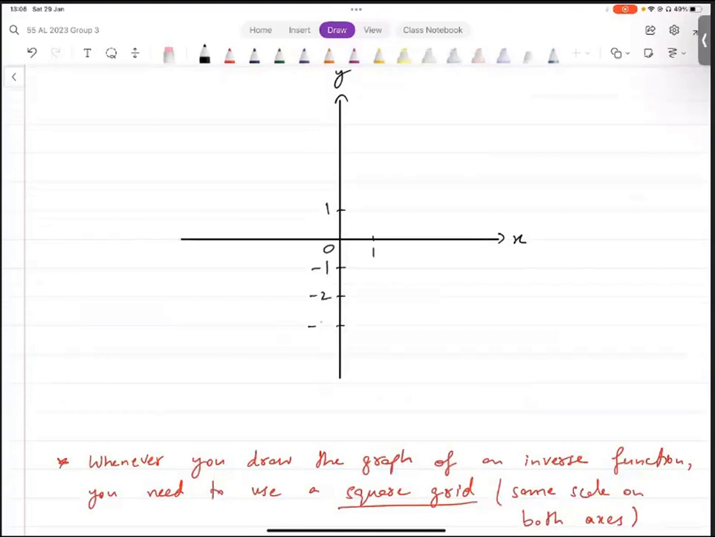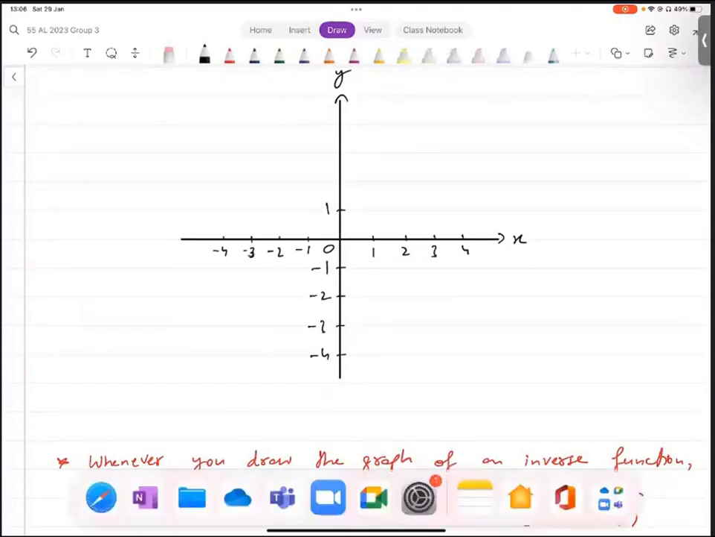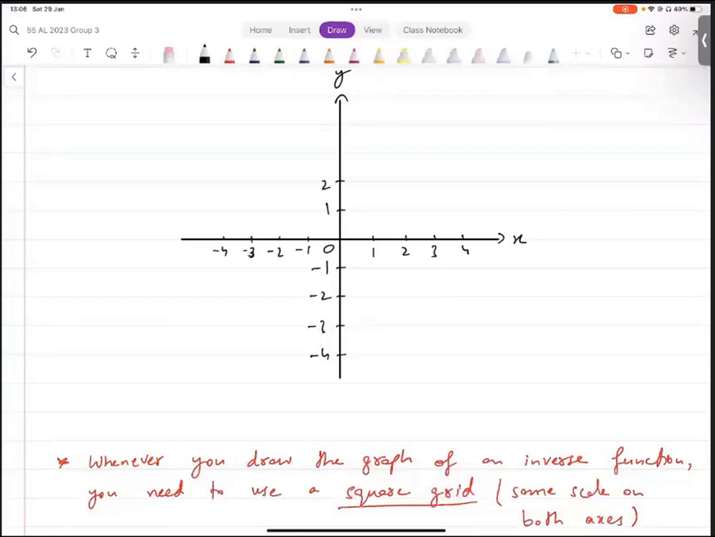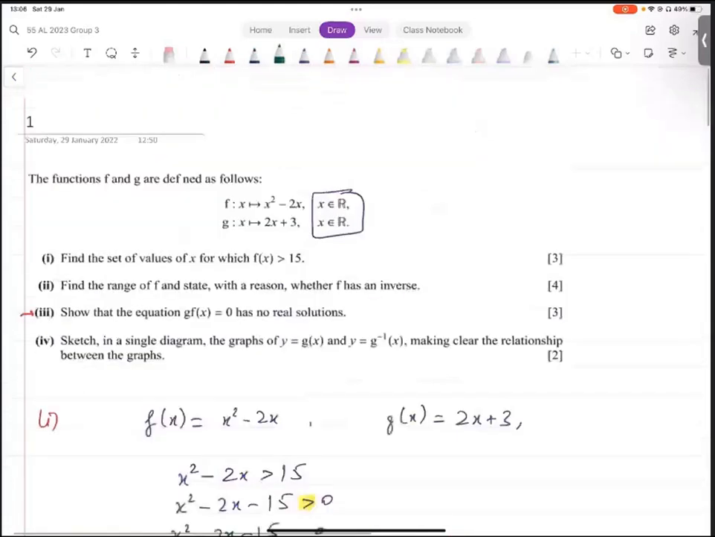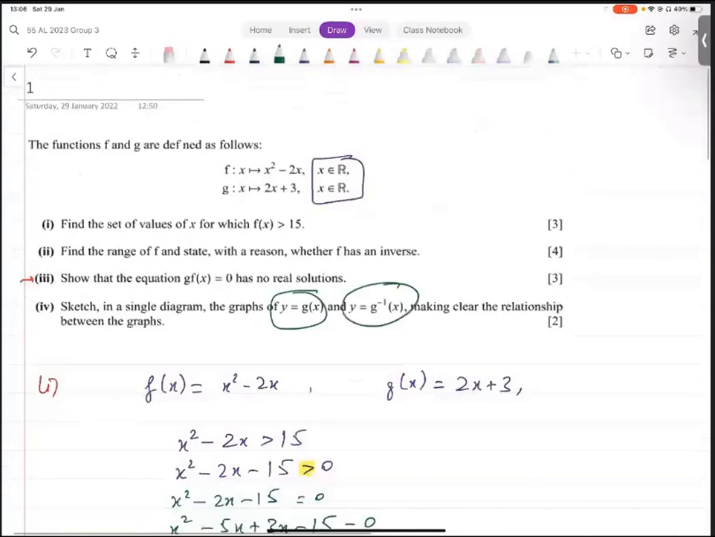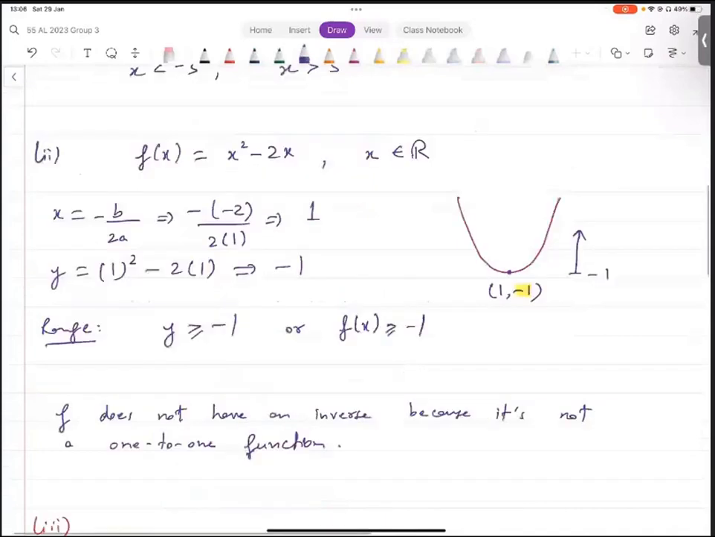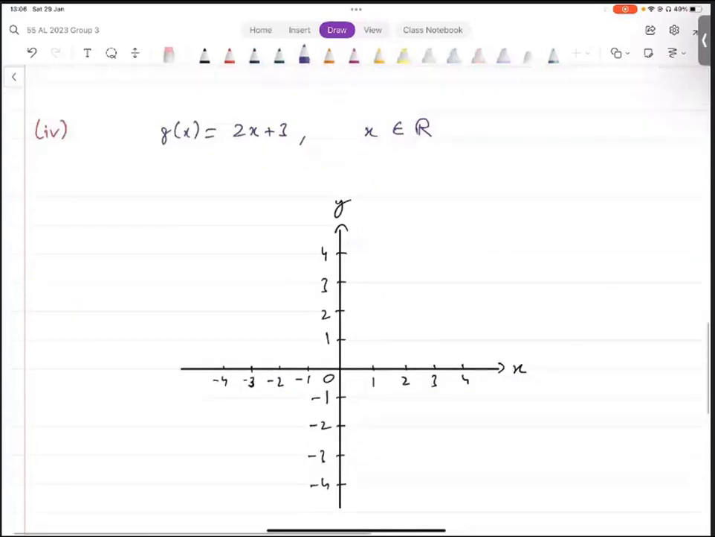-2, -3, -4, 2, 3, 4, -1, -2, -3, -4. So we have these points here, okay? And we have 2, 3, 4. Now, what do you have to do? You have to make the graph of g of x and g inverse of x. These are the two graphs that you need to make. Let's draw g of x first.